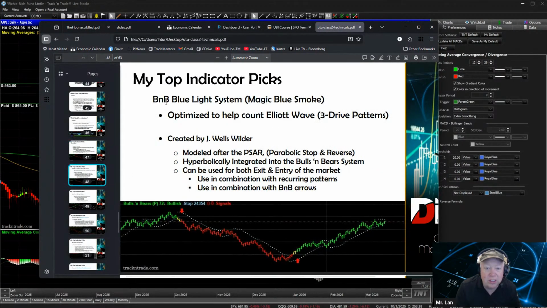So this is the blue light system. It was created by J. Wells Wilder. It's optimized after the parabolic SAR. It's a modified version. It's optimized to help count Elliott Wave 3-drive patterns. Hyperbolically integrated into the bulls and bears system, it can be used for both exit and entry on the market. It uses a combination of recurring price patterns used in combination with bulls and bears arrows. So this is what the blue light does.